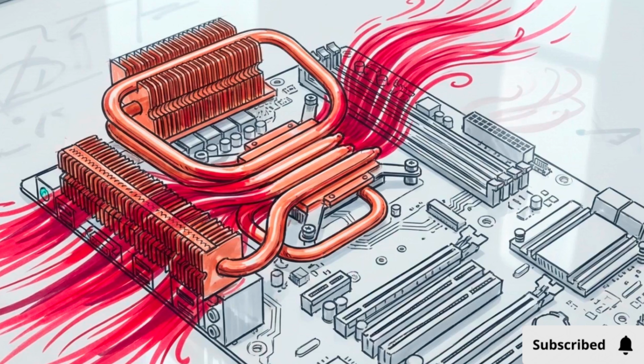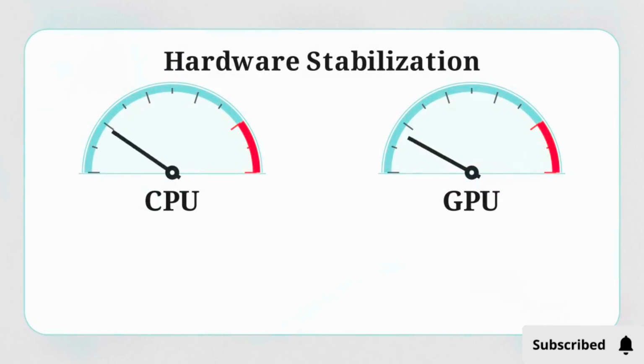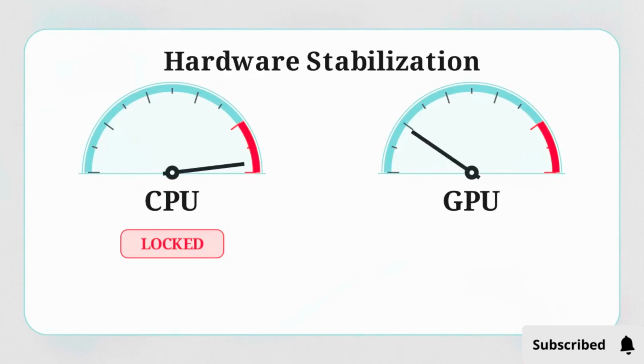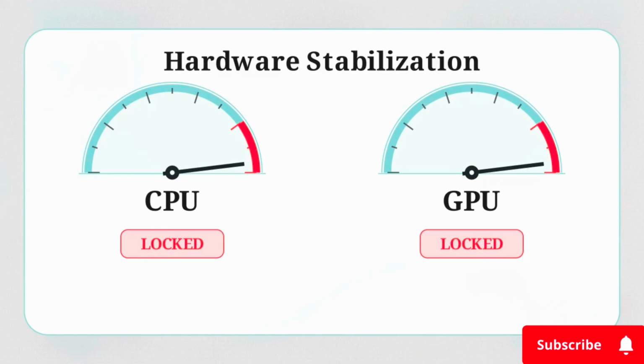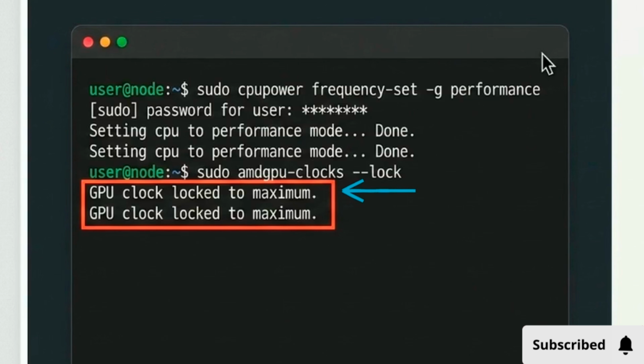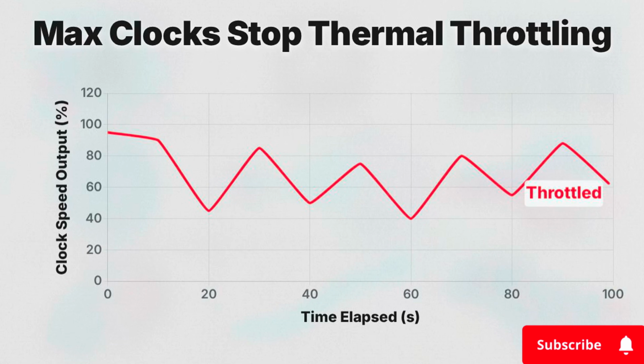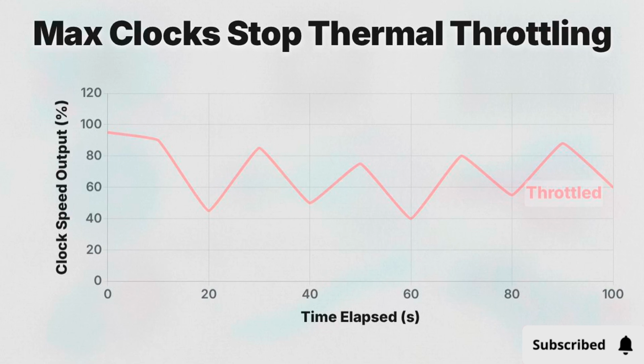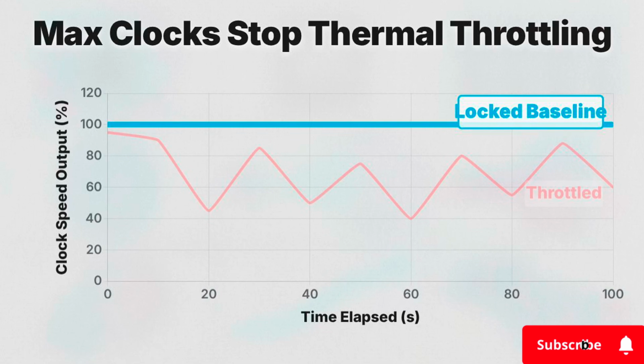With the software built, we need to stabilize the hardware environment. Set your CPU to performance mode and lock the GPU clock to its maximum frequency. Check your terminal outputs to confirm the GPU clock is actually locked. Locking these clocks prevents thermal throttling from skewing our metrics, establishing a reliable, flat baseline for benchmark tests.